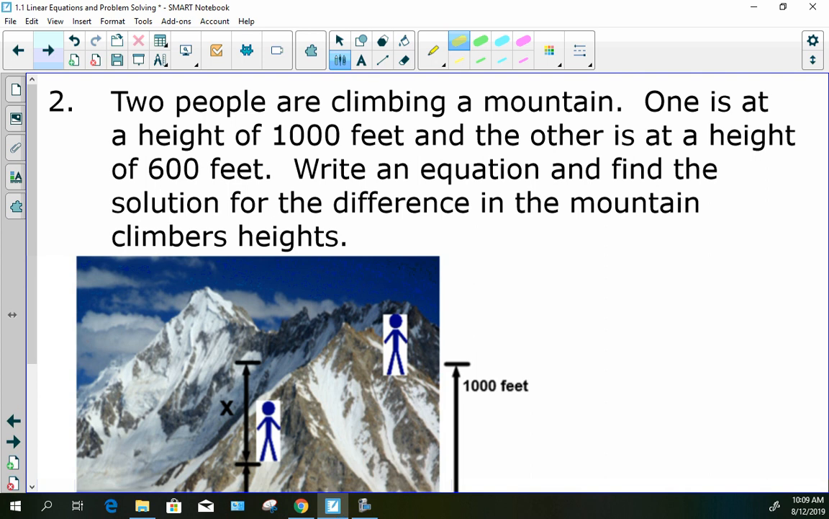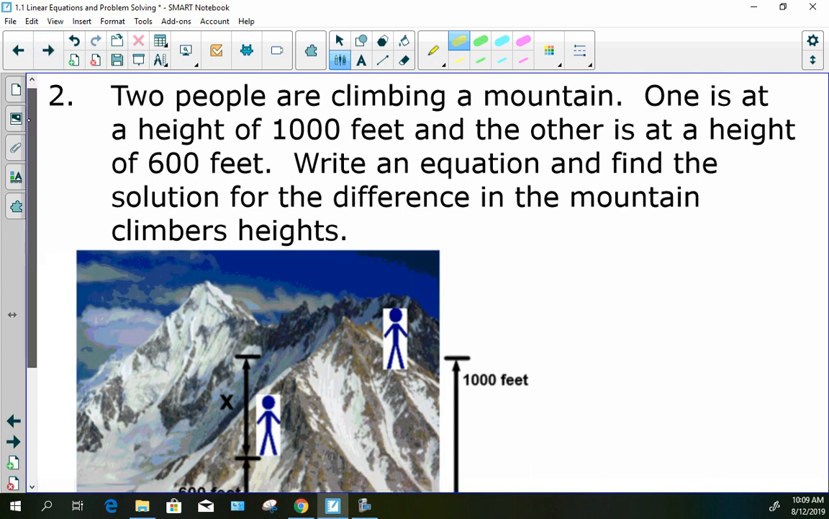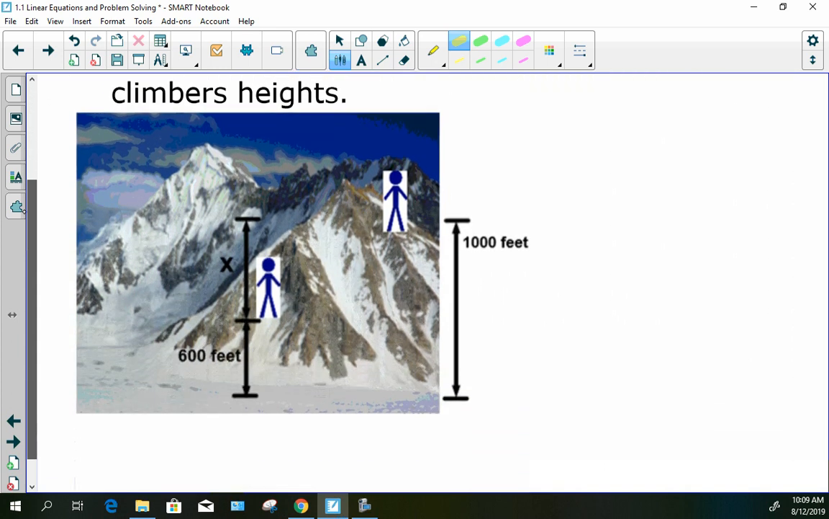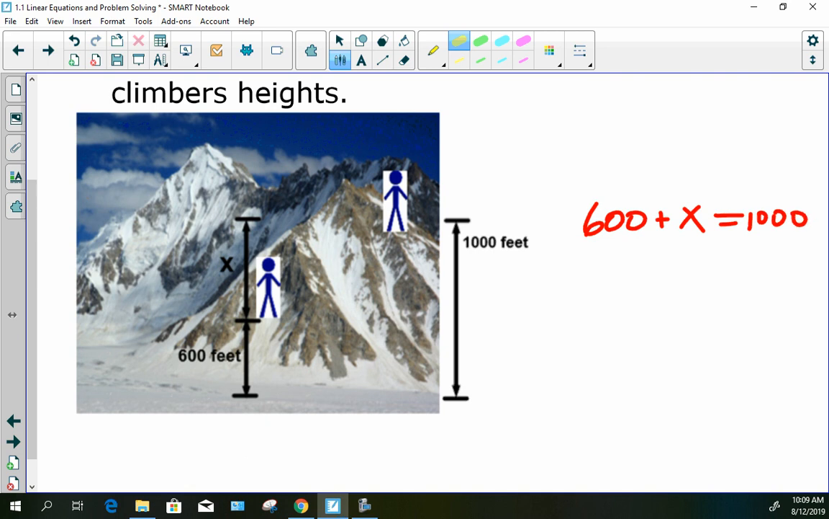So 2 people are hiking. One is at 1,000 feet. The other is at 600 feet. Write an equation to find the difference. So what's the difference between 1,000 and 600? 400 feet, right? 400 feet, okay? So how am I going to write that? Well, 600 plus whatever that difference is equals 1,000. So then you subtract 600 and you get x equals 400 feet.